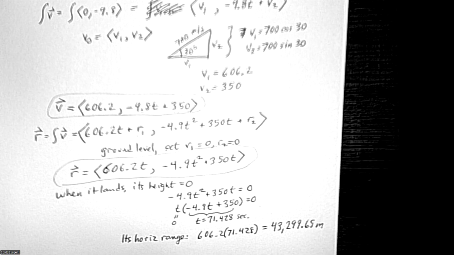So when it asks for the range, you kind of have to say to yourself, well, it's shot in the air, then it comes back down. When it comes back down, its height will be 0. So I set the height to 0, solve it. I get the 71.428 seconds. That gets plugged into here to get the horizontal movement, which is what you see here. Okay, let's go ahead and finish this one off. The maximum height of the projectile.